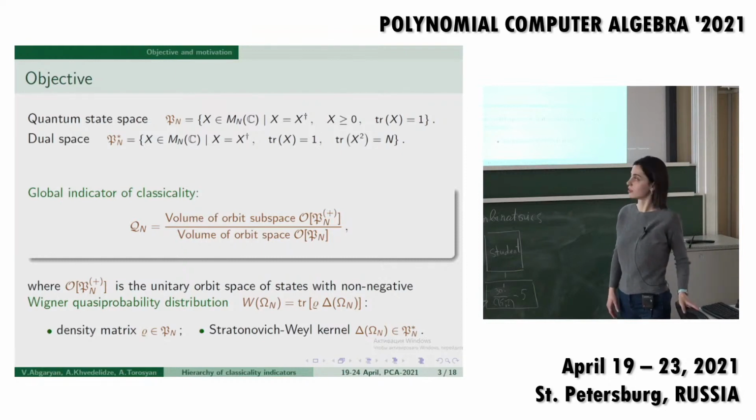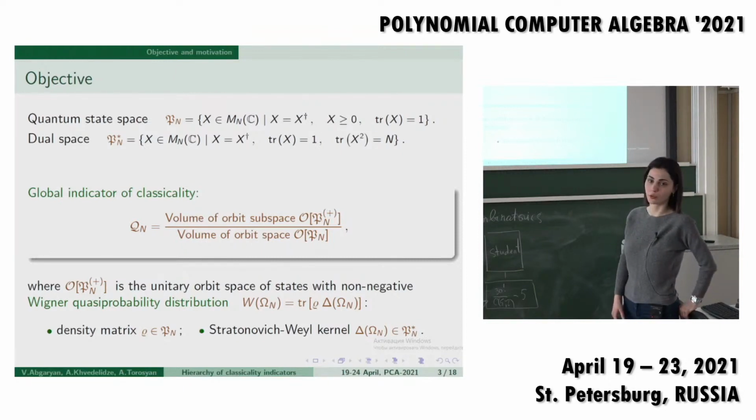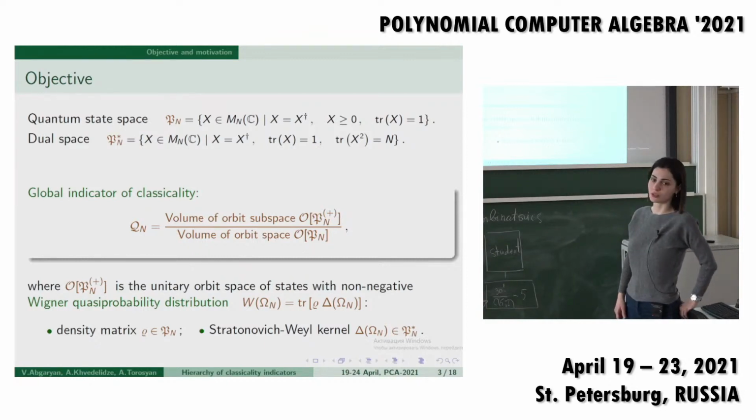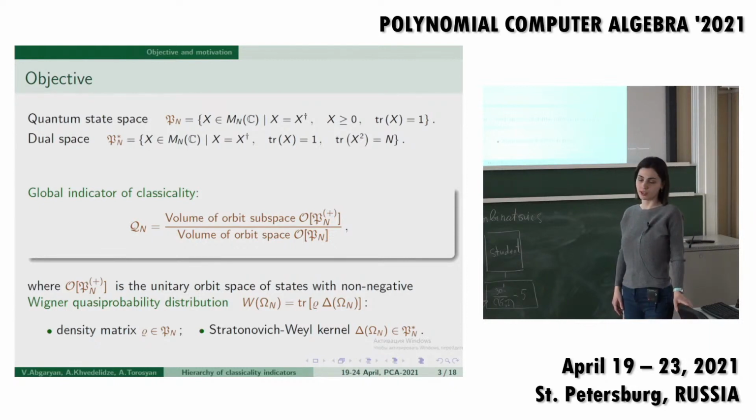We work on the quantum state space Pn. The elements of that space are Hermitian, non-negative, and have a trace that is not normalized to 1. And also the dual space P asterisk, the elements of which are again Hermitian and possess the following equalities, called the master equations, which were presented in the previous presentation.